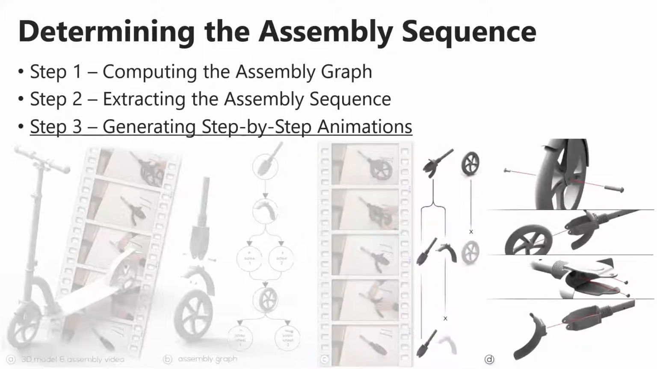Once a complete disassembly sequence has been computed, we generate visual instructions to communicate the assembly actions. We generate commonly used assembly visualizations such as motion lines and 3D animations by translating each part in the direction where no other parts block the removal.